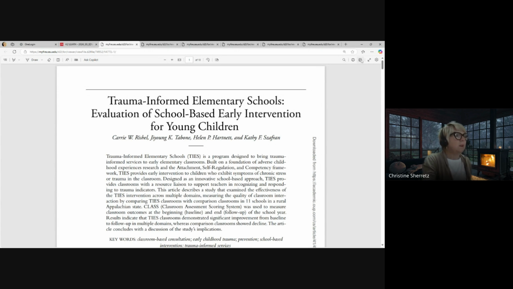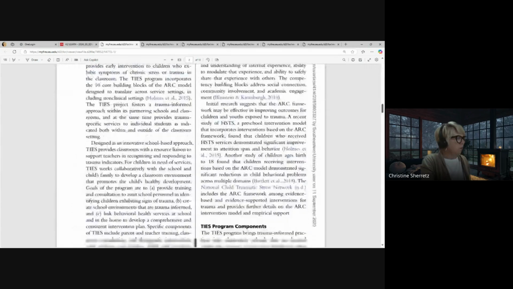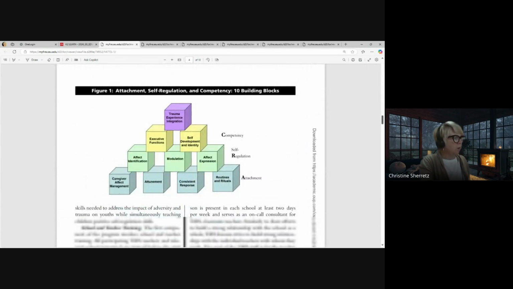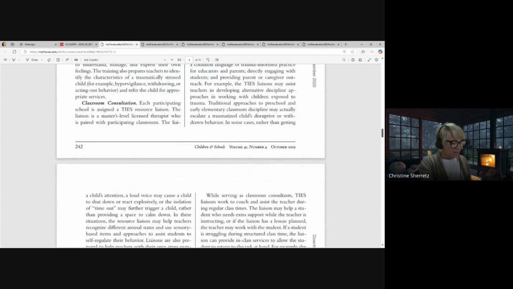Okay, so this one talks about a training for trauma informed teaching using an approach called ARC, which you teach. It goes through attachment, learning things like consistent response, routines, and rituals, teaching kids self regulation, and then competencies related to executive function and self development and identity. So it's a building block that you can use. And in this research project, helping teachers understand trauma, they had coaches that went in.